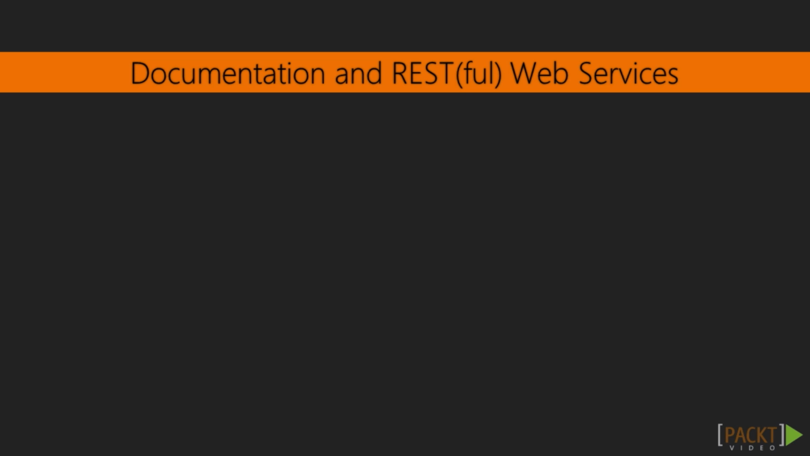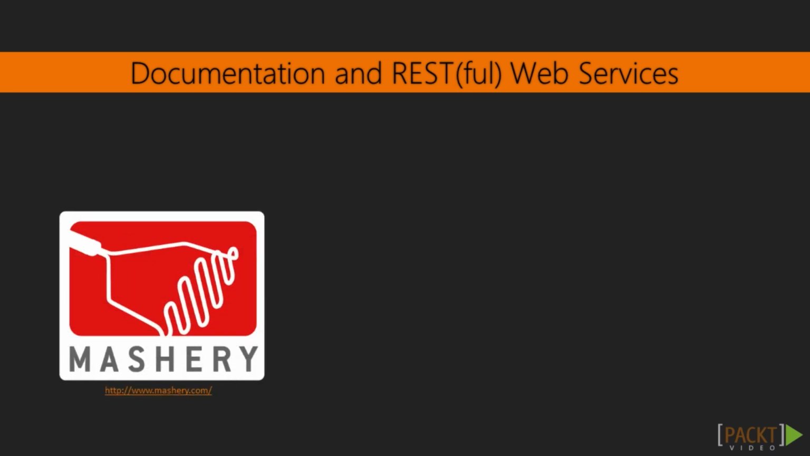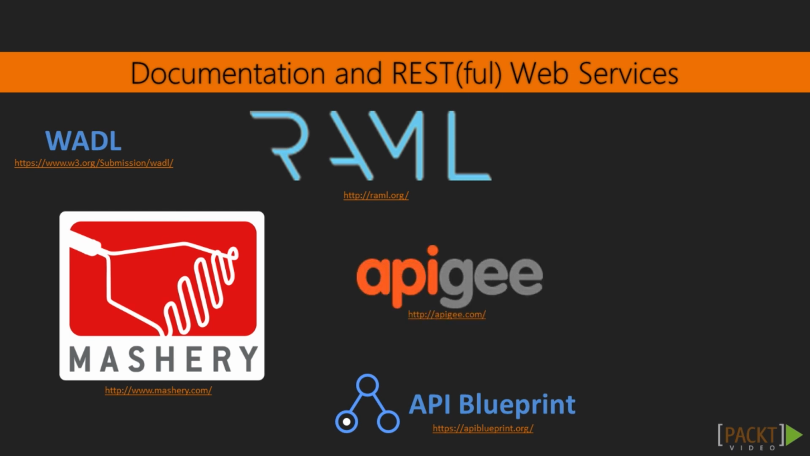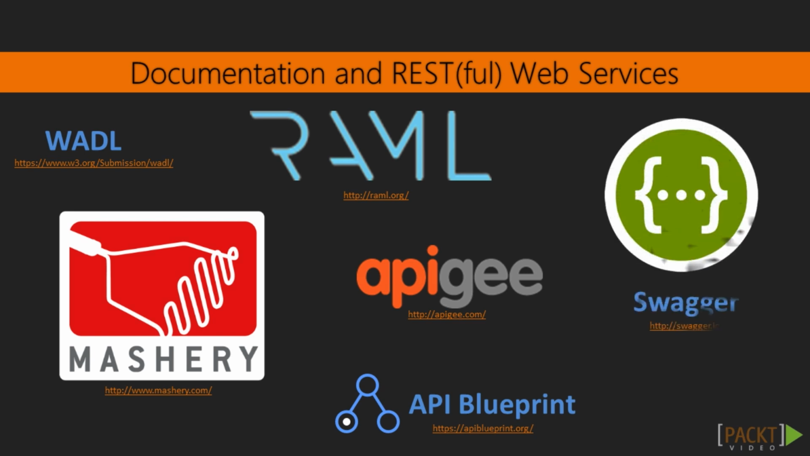Among the leaders are Mashery, Interactive API Documentation System; API Blueprint, a powerful high-level API description language for web APIs; RAML, RESTful API Modeling Language; WADL, Web Application Description Language; Apigee, API Management Platform; and Swagger, a simple yet powerful representation of your RESTful API.